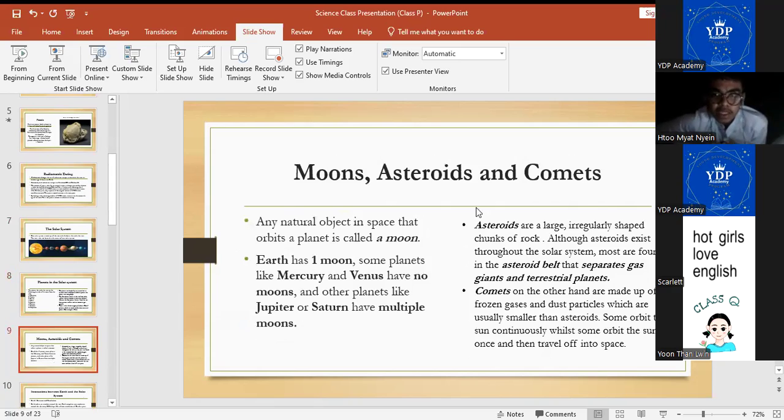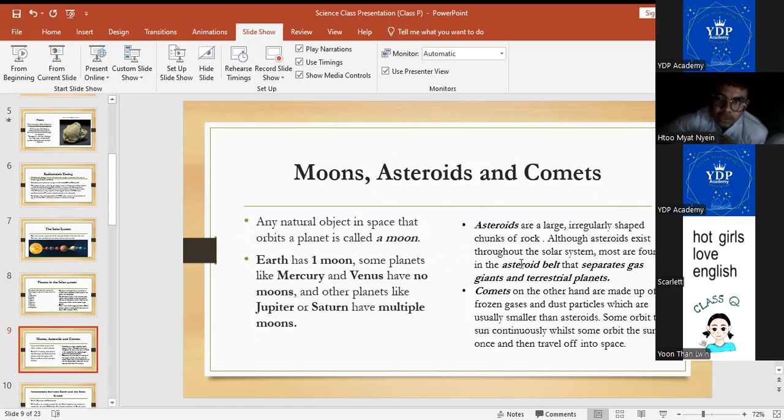The next is moons, asteroids, and comets. Any natural object in space that orbits a planet is called a moon. Earth has one moon. Some planets like Mercury and Venus have no moons, and other planets like Jupiter or Saturn have multiple moons. Asteroids are large, irregularly shaped chunks of rocks.